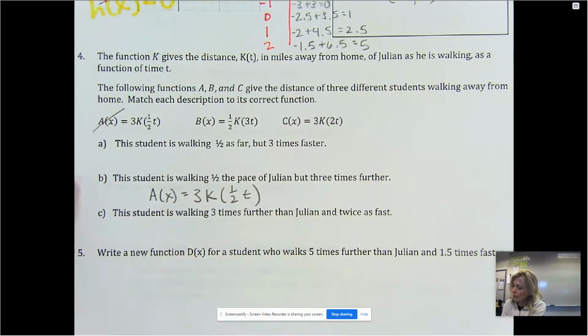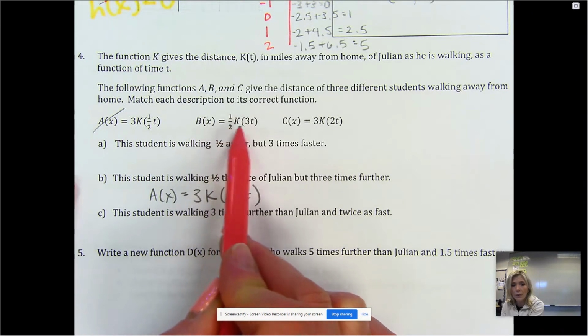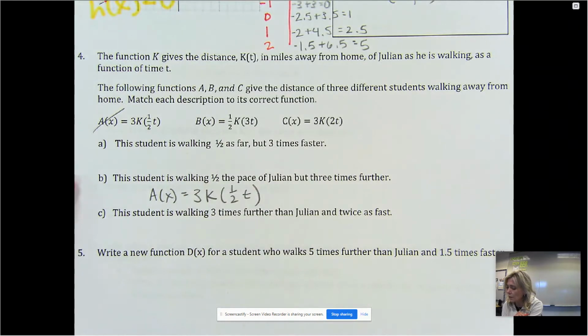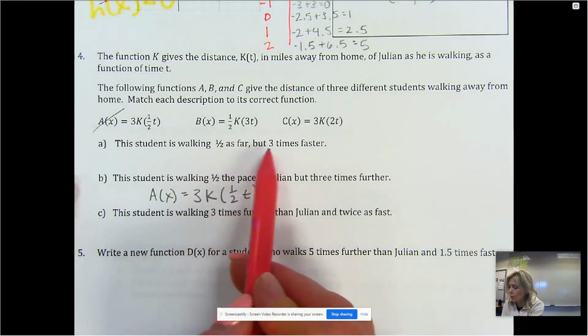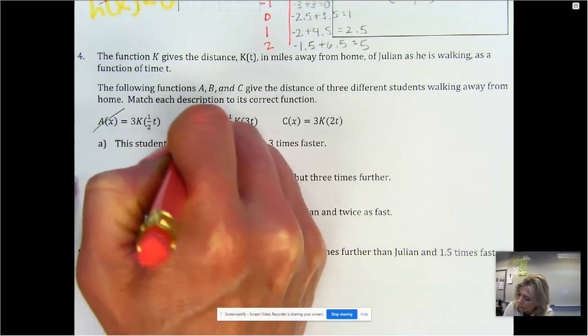So I got that one. The next one, this is like half the distance, but 3 times as fast. So he's walking much faster, but half the distance. Half the distance, 3 times as fast. Looks like this one. Half as far, 3 times faster. So that's B of x.